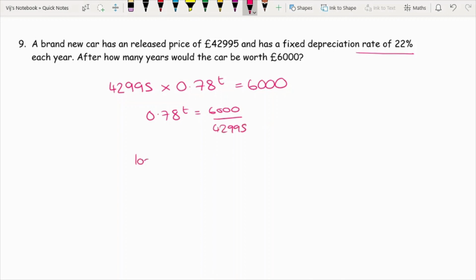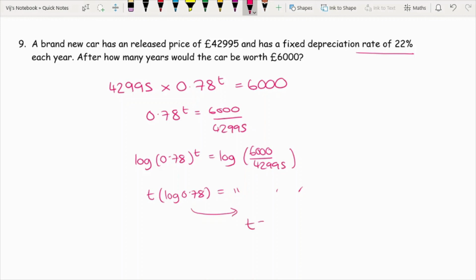I then take the log of both sides, and then if I take the t to the front, so I get t log 0.78 equals that, and then take this over to the side, so I get t equals log 6,000 over log 0.78. Now note how I've not reached for my calculator at all, and I'm using the exact values rather than any rounded answer, which is something that I certainly would recommend that you do.